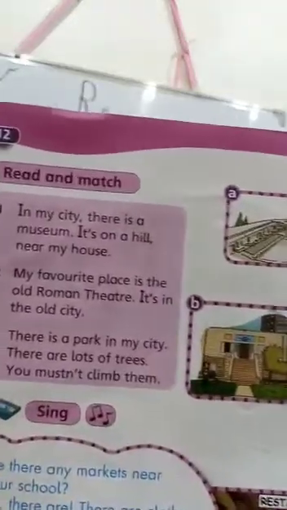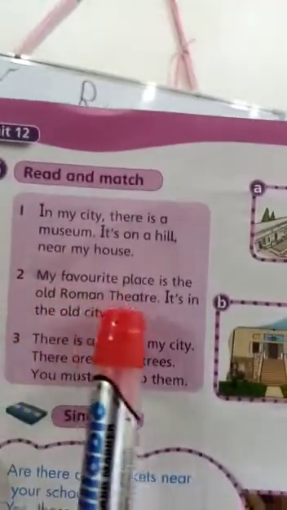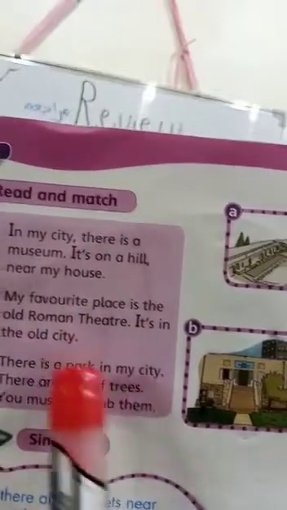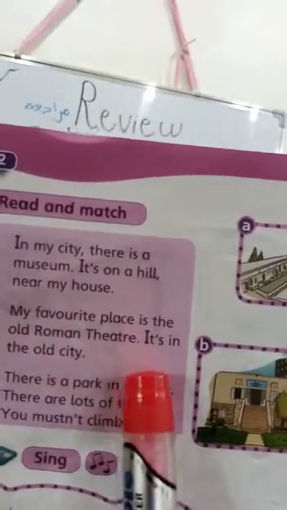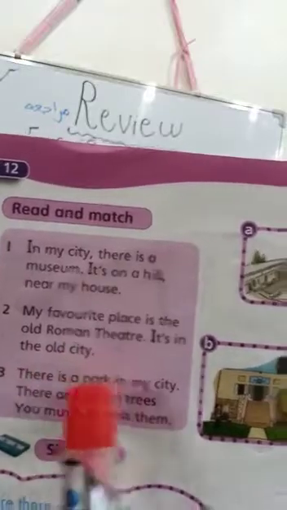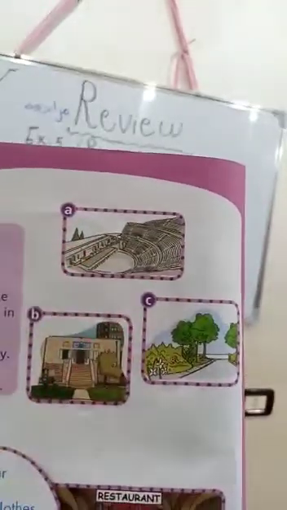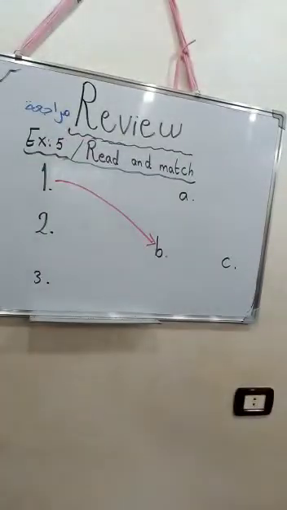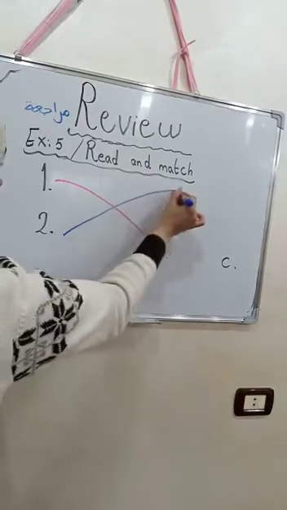Okay? Now, number 2. My favorite place, مكاني المفضل, is the old Roman theater. It's in the old city. So, which picture is the old Roman theater? A or C? In which picture can you see the old Roman theater? Excellent, A. So match sentence number 2 with A.